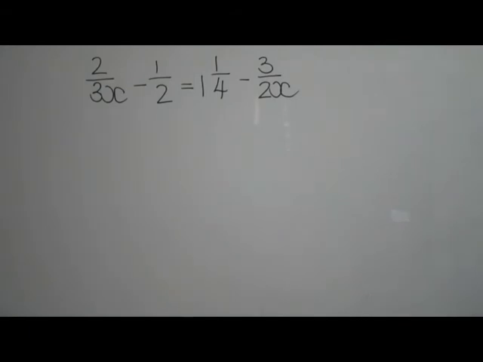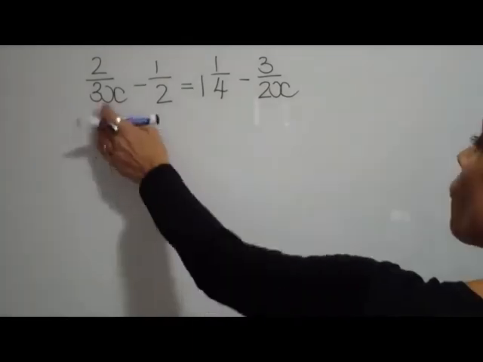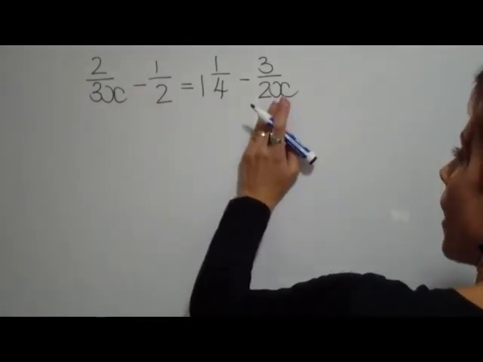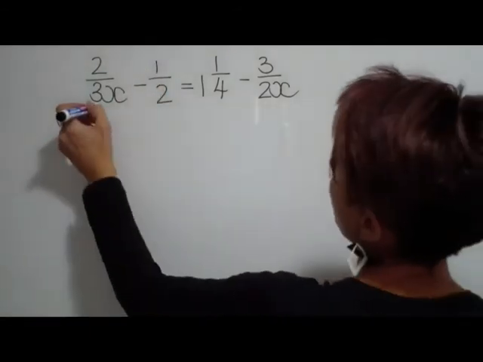Ons gee ons brein 'n kansie. Dis 'n breek, dis 'n breek. Dis nie 'n breek, dis 'n gemengde getal en dis 'n breek. Fraction, fraction, mixed number, fraction. What are we going to do? We're going to turn them all into fractions. Ek gaan hulle almal oorskryf as breuke.